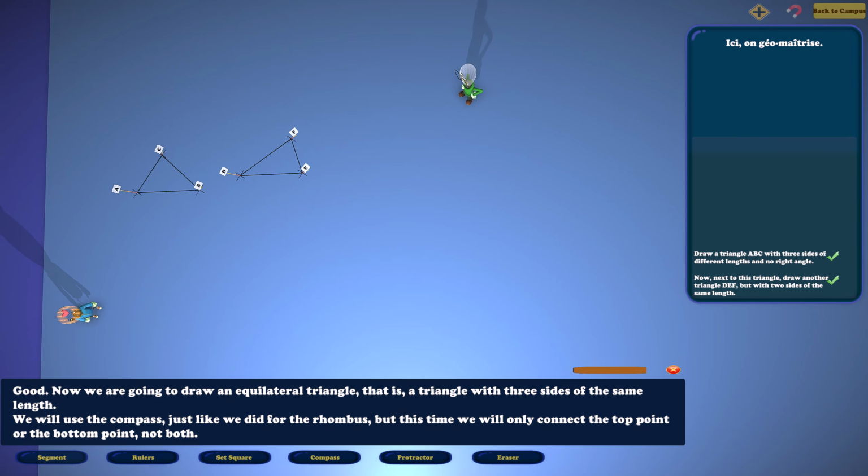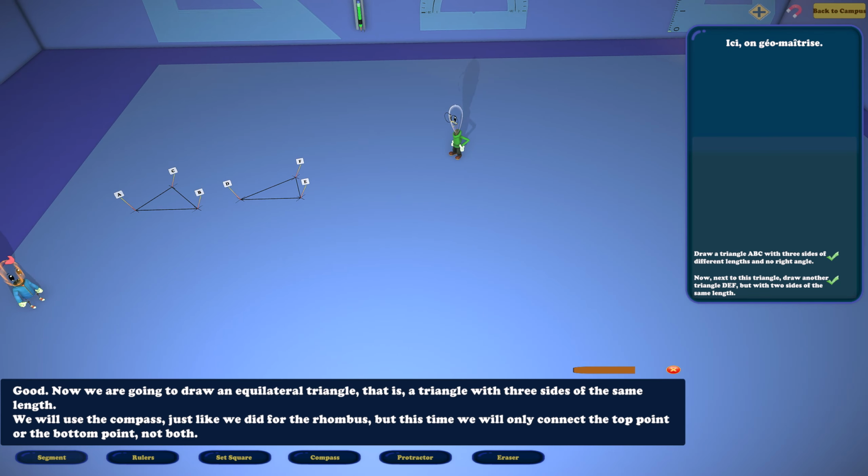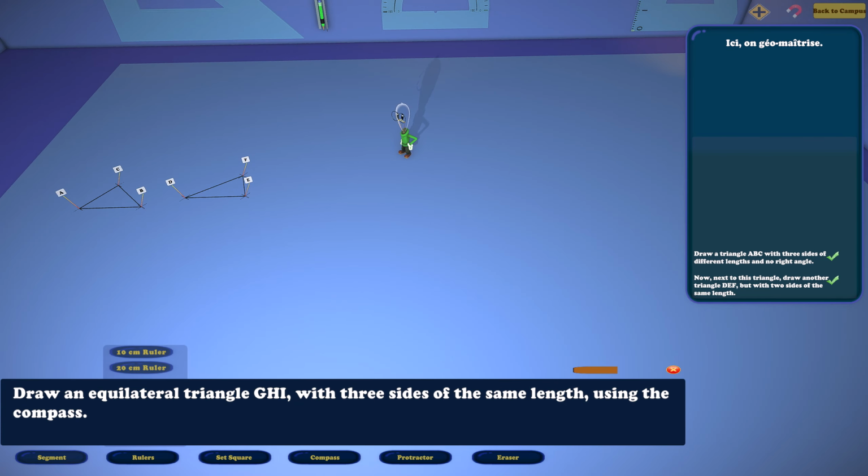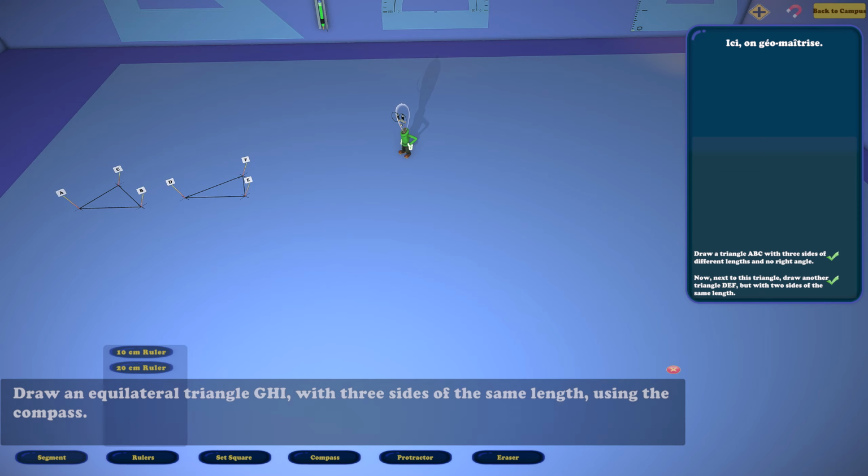Good. Now we are going to draw an equilateral triangle, that is, a triangle with 3 sides of the same length. We will use the compass, just like we did for the rhombus. But this time, we will only connect the top point or the bottom point. Draw an equilateral triangle GHI with 3 sides of the same length using the compass.